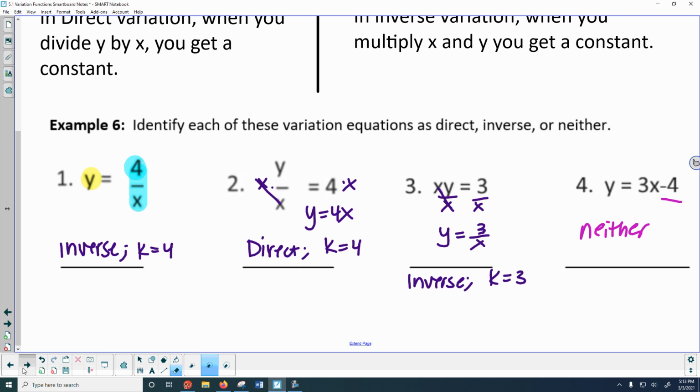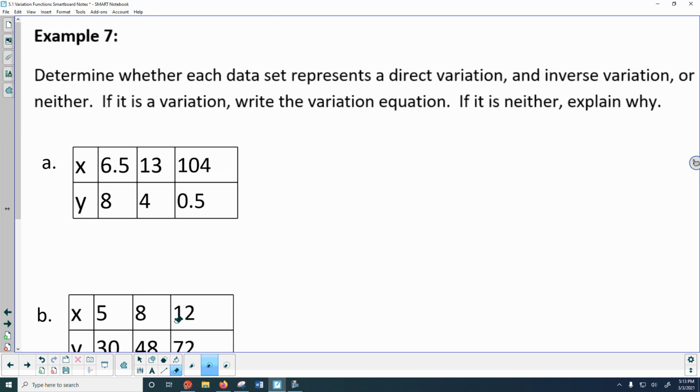Again, we are going to take a table of values and decide, does this represent direct variation? Direct pattern, we're using x's and y's here: y equals kx. Inverse: y equals k divided by x. Or neither. If it does fit one of these, we'll write its equation. If it's neither, we'll say so.